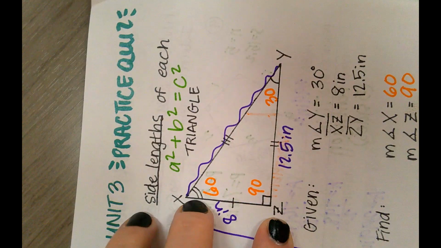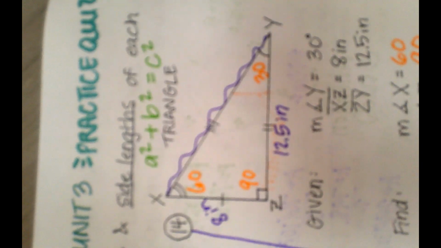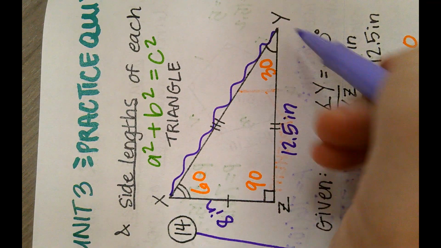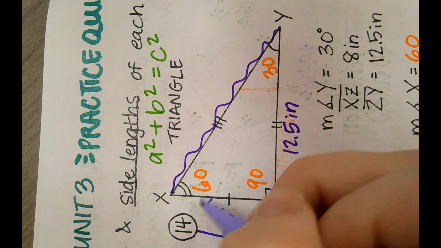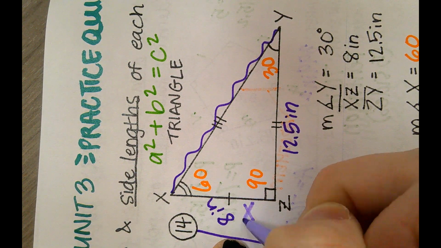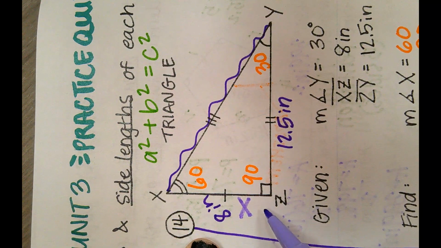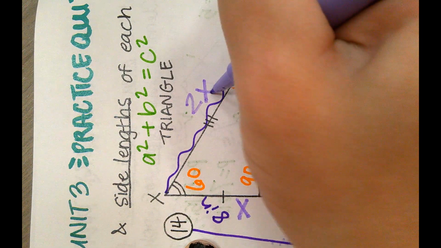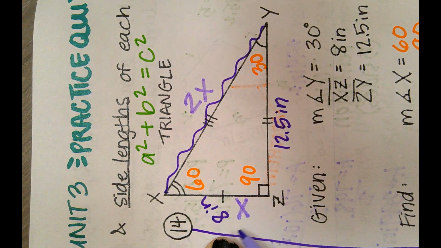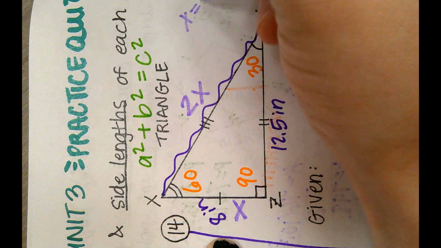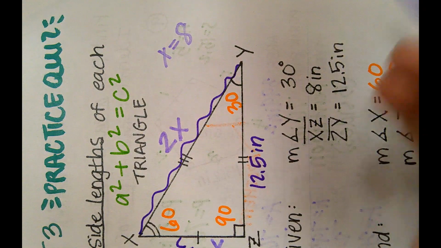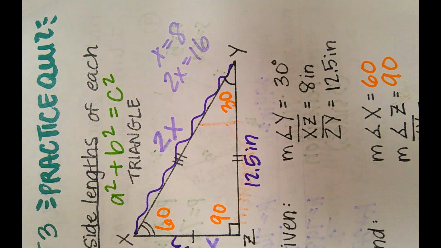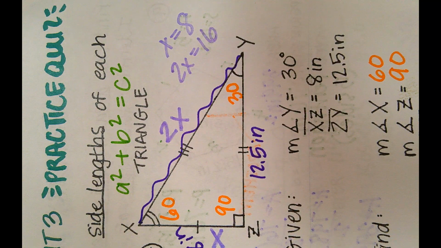I'm going to turn my page to the side. You have two options for this problem to solve for your missing side length. You could either do it the way that Dustin did it, where you know that in a 30, 60, 90 triangle, that smallest side length right here is x, and the hypotenuse is 2x. So if I know that x is 8, then 2x must be 16, because 8 times 2. So that is a wonderful way to do it.